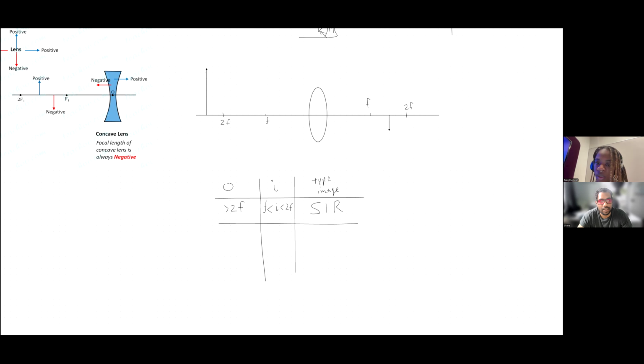All right. Next, how about if object distance is right at 2f? Now what? I still think that it's going to be a smaller, inverted, real image because, well, you have the equation.